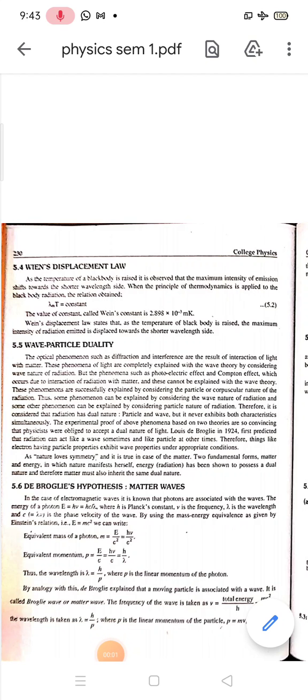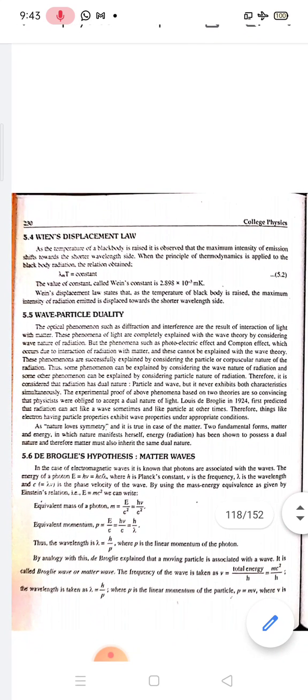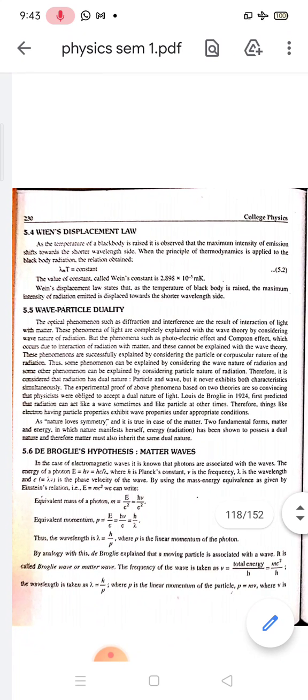Good morning, friend. Now we have to talk about wave-particle duality. As we have seen, optical phenomena such as diffraction and interference, which are the result of the interaction of light with matter, are completely explained by the wave theory, by considering the wave nature of the radiation.